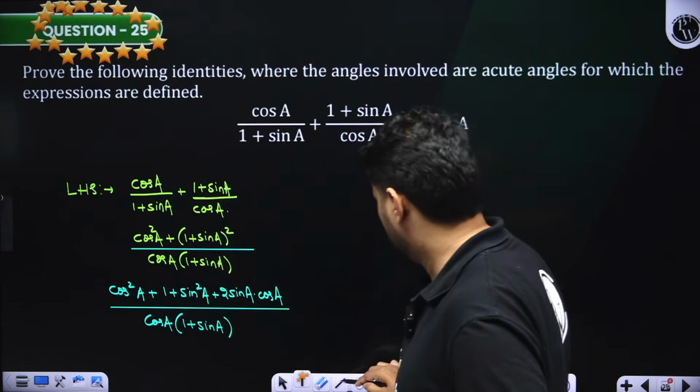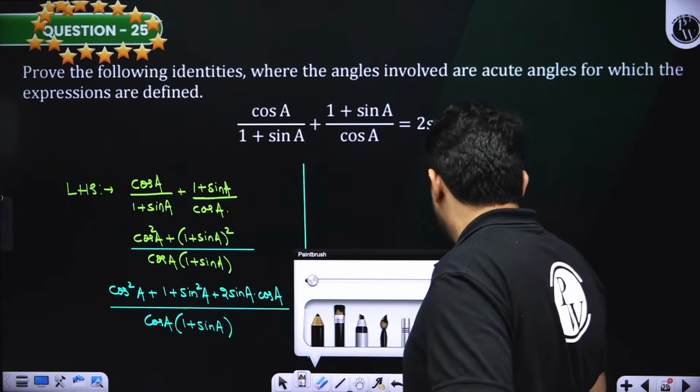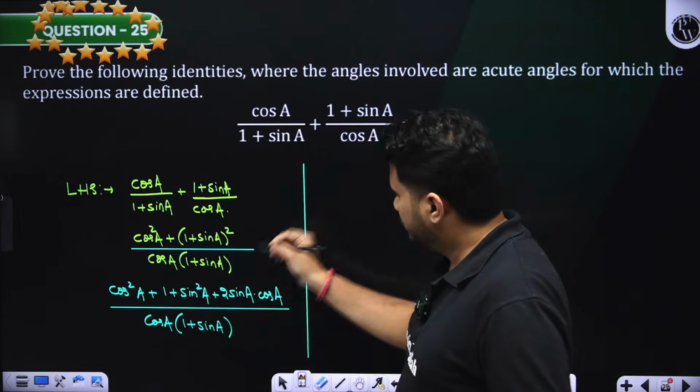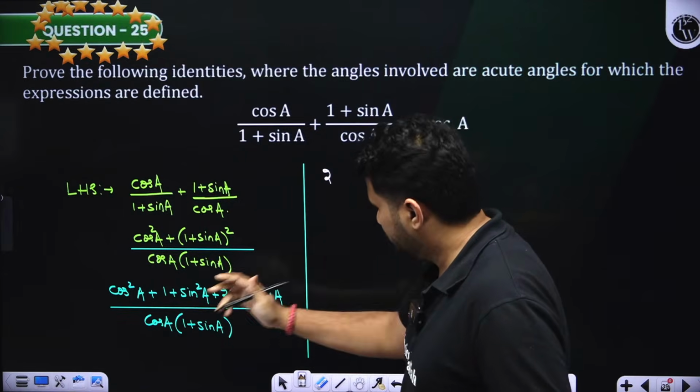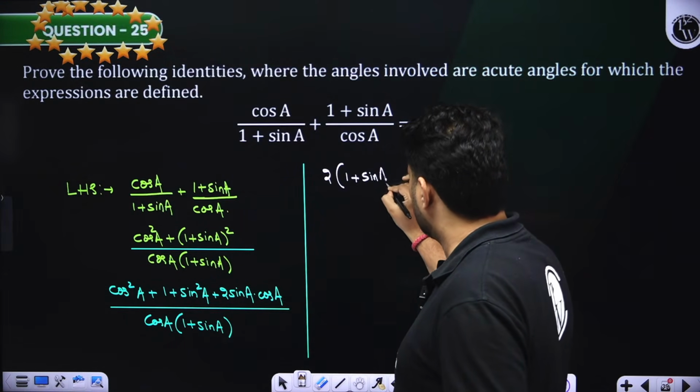Next if you observe now, here what do we have? cos square A plus sin square A is nothing but 1, so 1 plus 1 is 2. If I take 2 common, it is nothing but 1 plus sin A into 1 plus sin A, divided by cos A into 1 plus sin A.